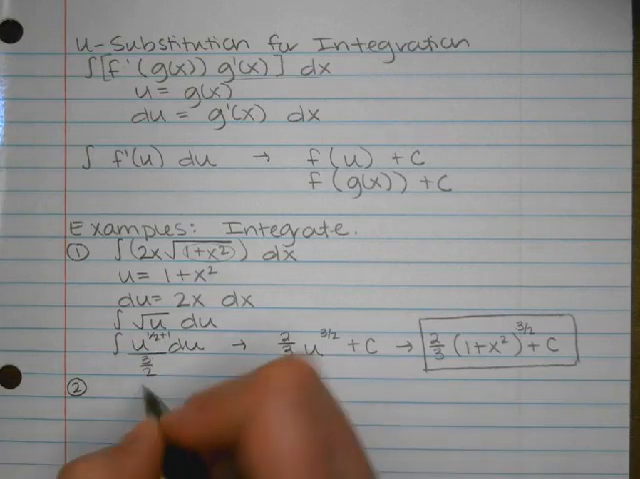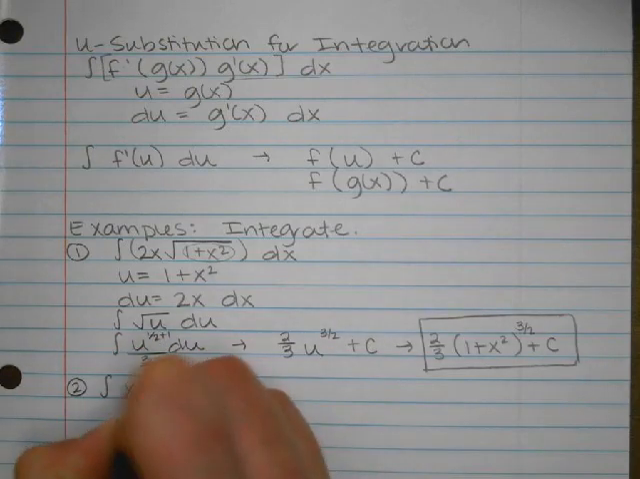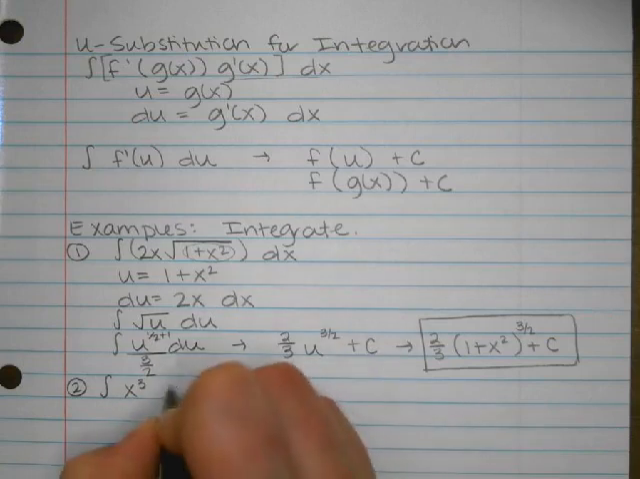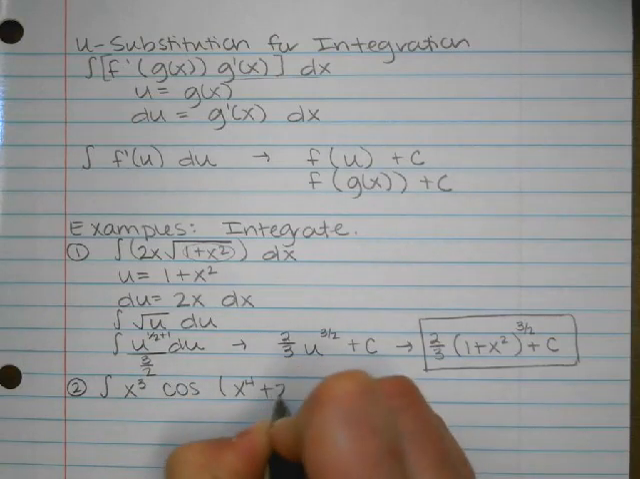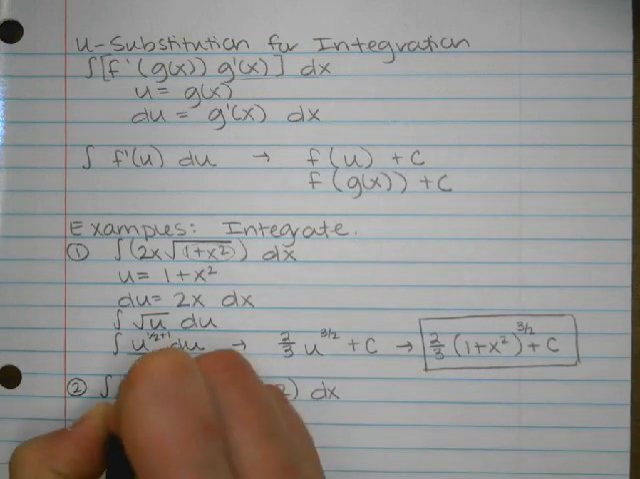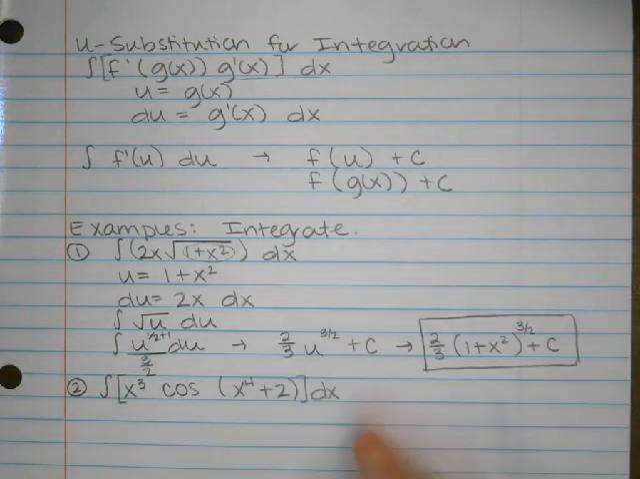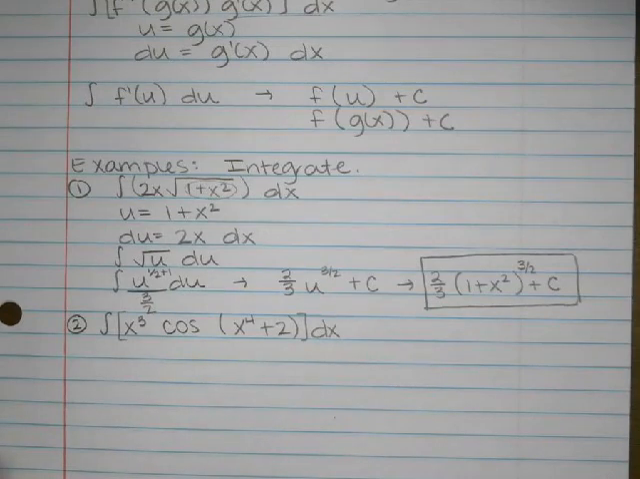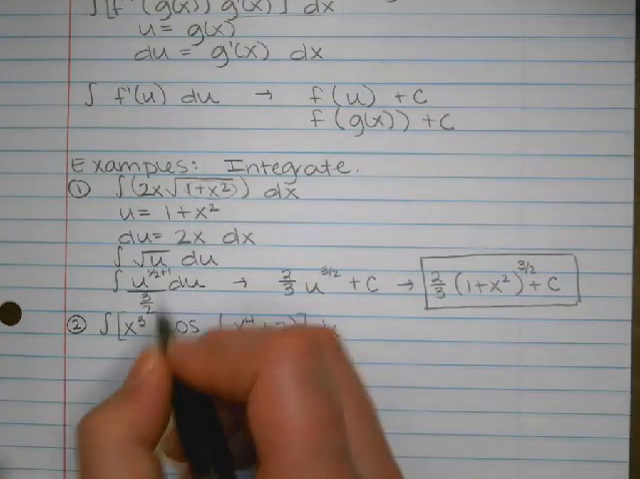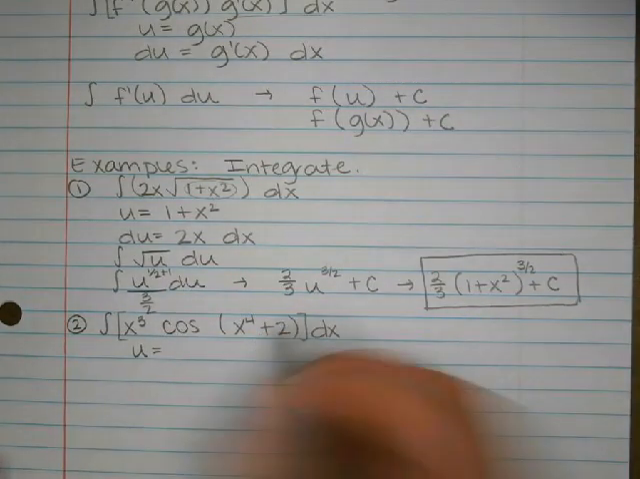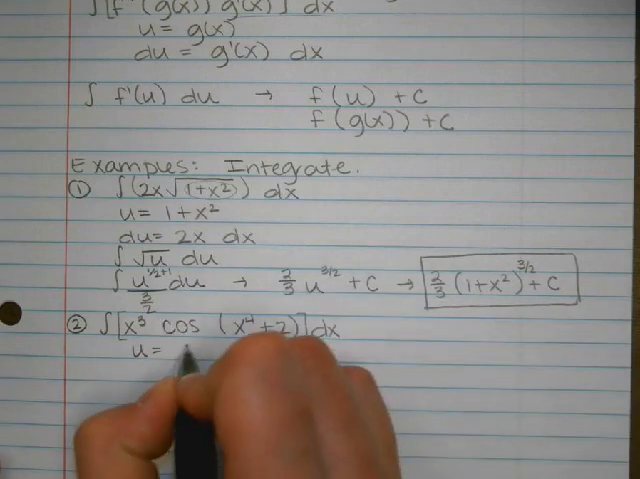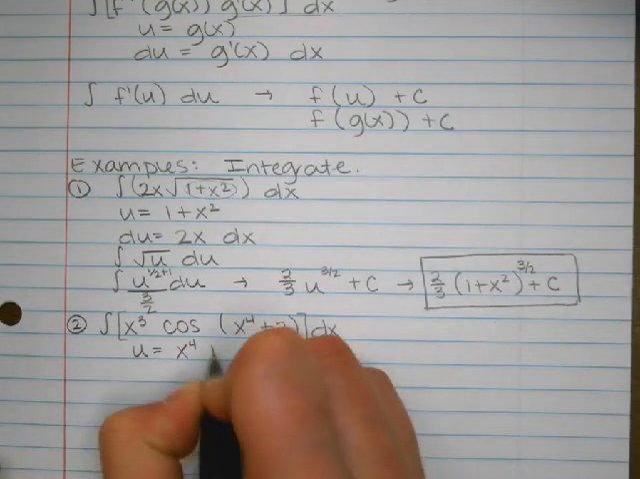Okay, problem 2. We have the integral of x to the 3rd times cos of x to the 4th plus 2 dx. So again, I'm looking to recognize an inside and an outside function. I can see that the inside would be what I'm taking the cos of, and that inside function is x to the 4th plus 2.